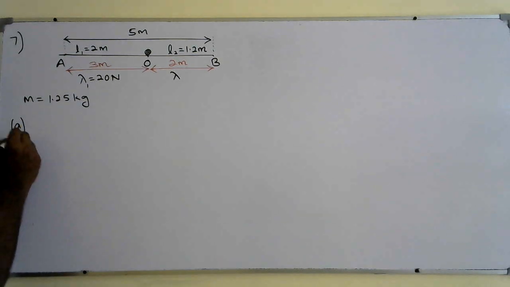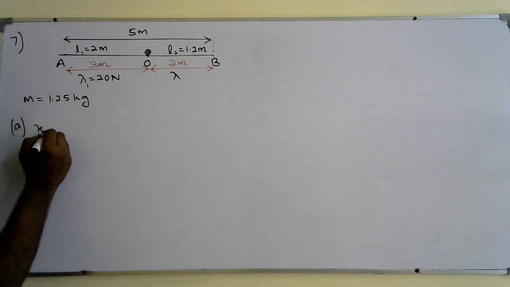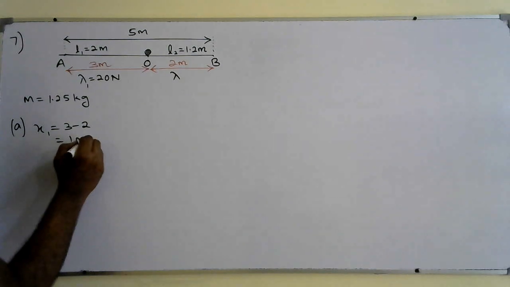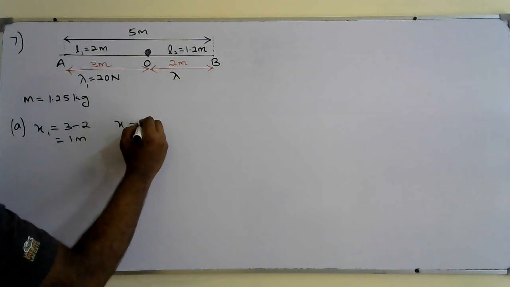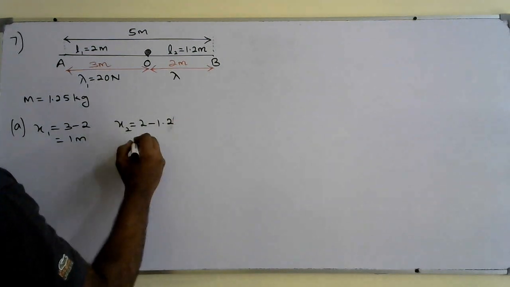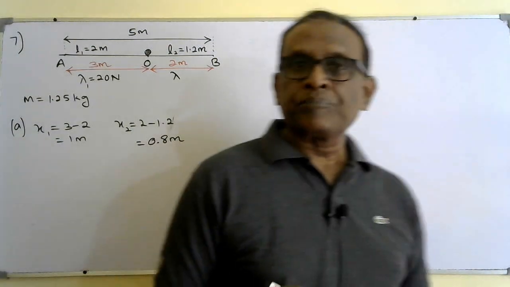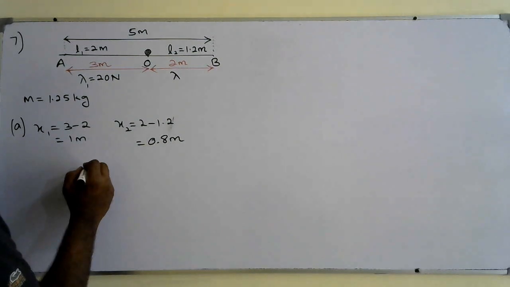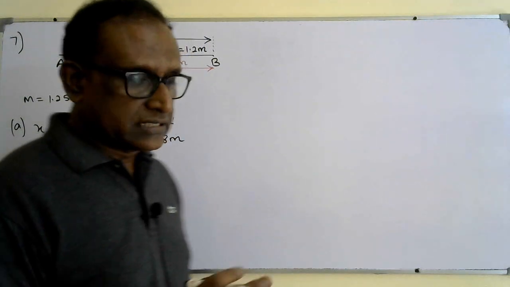A part. The extension of the string AO, we can say x1, is equal to 3 minus 2, that is 1 meter. The extension of the second string x2 is equal to 2 minus 1.2, that is equal to 0.8 meter. Okay, we know both extensions. So it's at rest. If I draw the forces acting on the particle, there are only 2 forces acting on it.